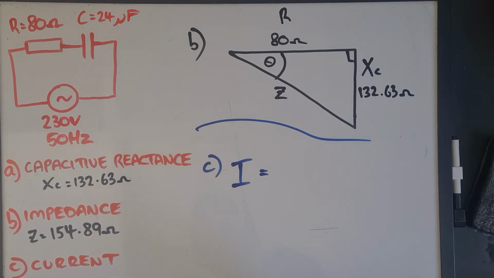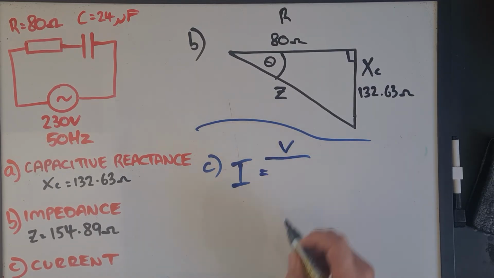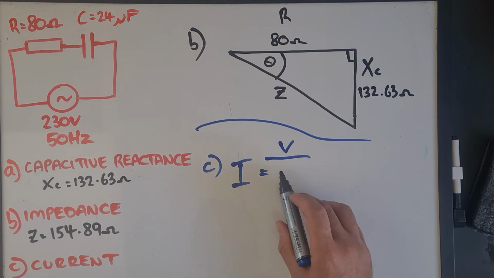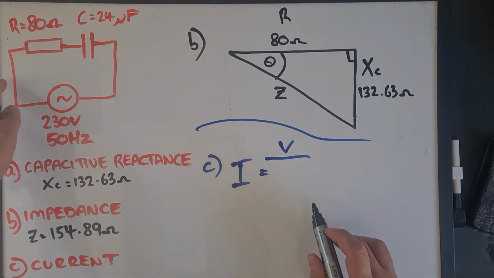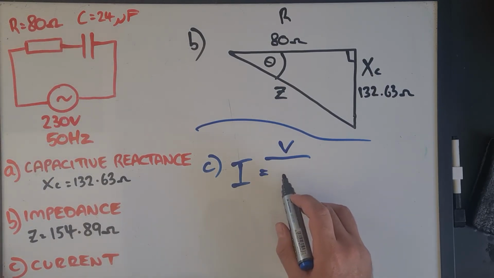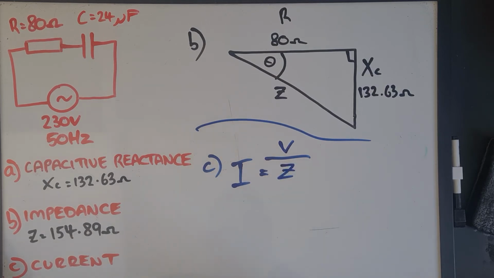So Ohm's law for current is always going to be the voltage divided by the opposition to current. So again, if we just had resistance here, then that would be R. If we just had capacitive reactance, then that would be XC. But because we have a combination of resistance and something else, in this case capacitance, our total opposition to current flow is that value of impedance that we just calculated.